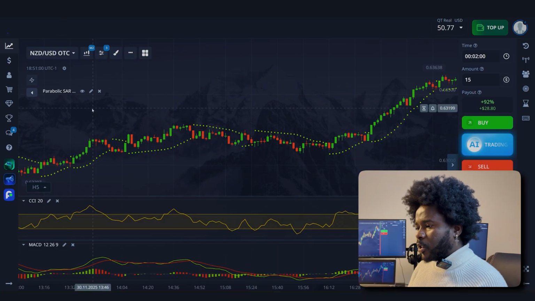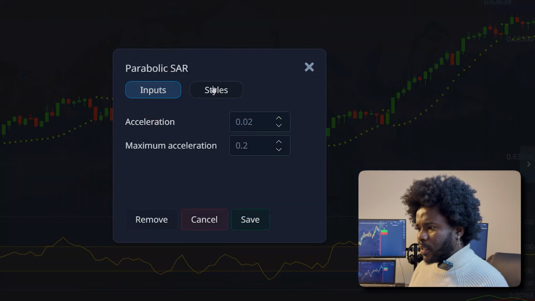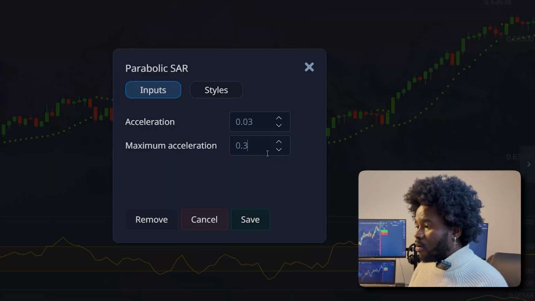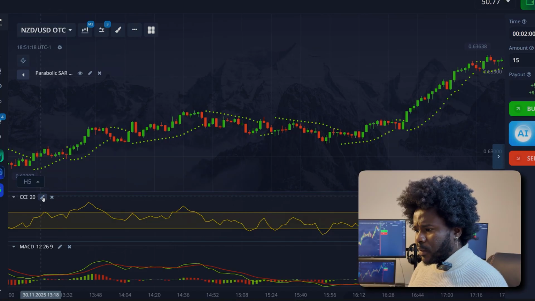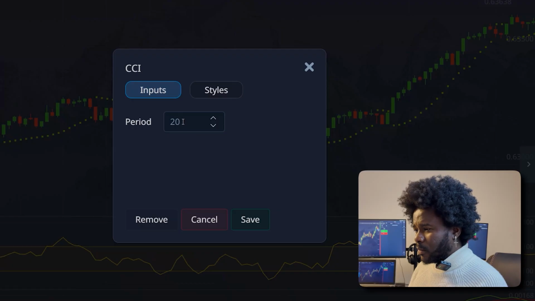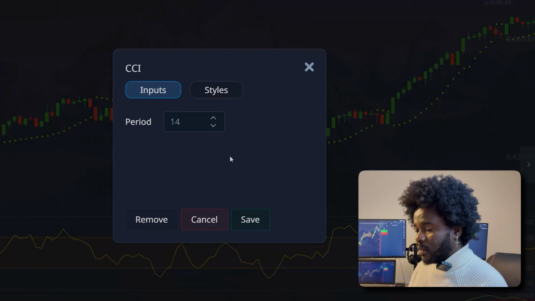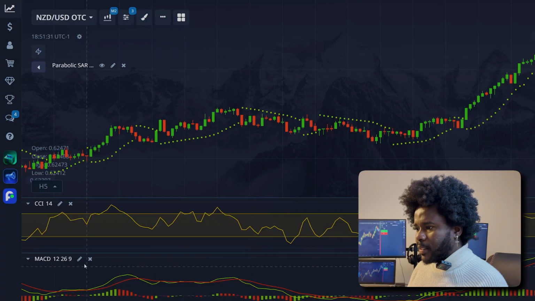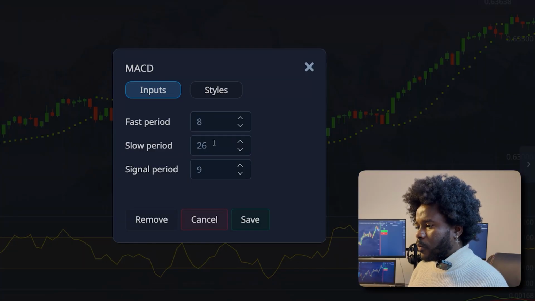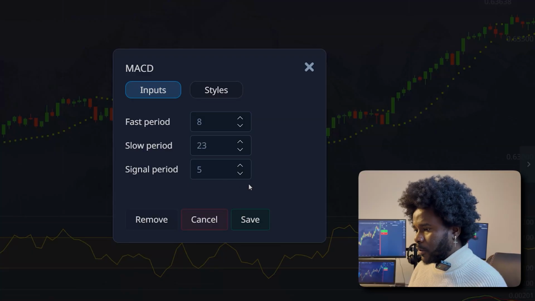Now I will adjust Parabolic SAR. Acceleration 0.03, quite sensitive. Maximum acceleration 0.3 prevents overswing and sharp reversals. Done. CCI High: period set to 14, a universal and stable setting. Done. Now MACD: fast set to 8 to react quickly, slow 23 provides a smoother background, signal 5 gives an early signal. Done.